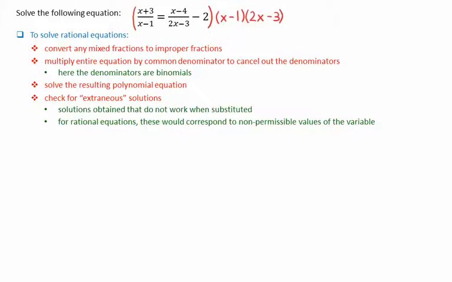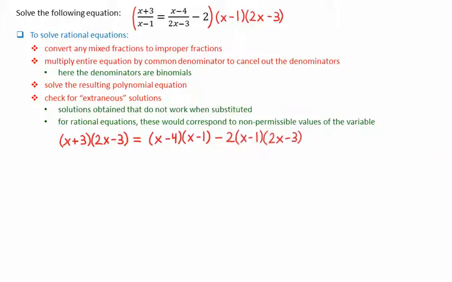For this question, we have two binomial denominators. The common denominator then will simply be x minus 1 times 2x minus 3. Multiplying this by the first term, the x minus 1's cancel out, leaving x plus 3 times 2x minus 3. For the second term, the 2x minus 3's cancel, leaving x minus 4 times x minus 1.